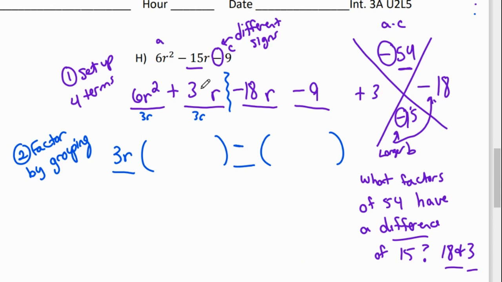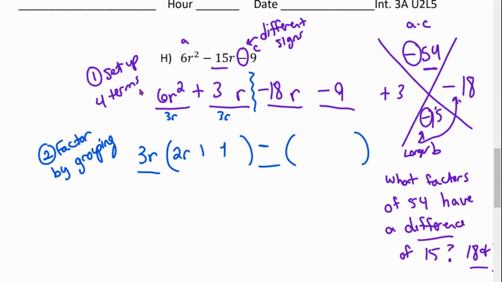So from the first two terms, you should factor out a 3r. Put that 3r out front, then divide each of these terms by 3r, and you would get 2r plus 1. So anything divided by itself is 1. Sometimes you do just have a 1 there. That's okay. The third sign is negative, so make sure you bring down that negative sign.